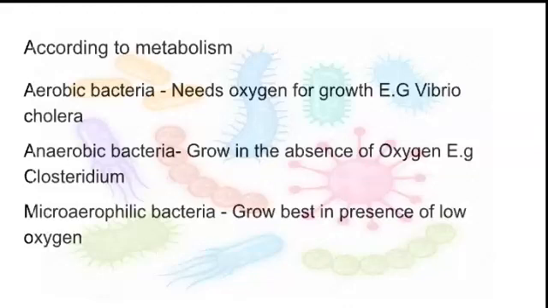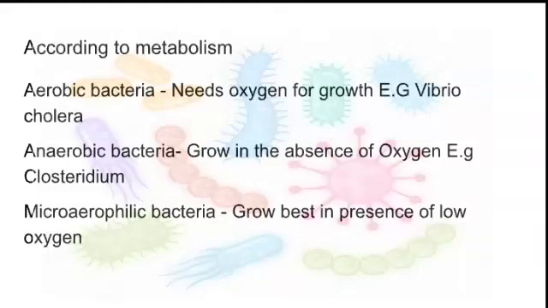If the bacteria grow in the absence of oxygen, we say it is anaerobic bacteria. The best example is Clostridium tetani. So that's why whenever we get injured by iron rods or stones or anything, we are worried about Clostridium tetani and we take a tetanus toxoid injection. So anaerobic bacteria grow in the absence of oxygen.